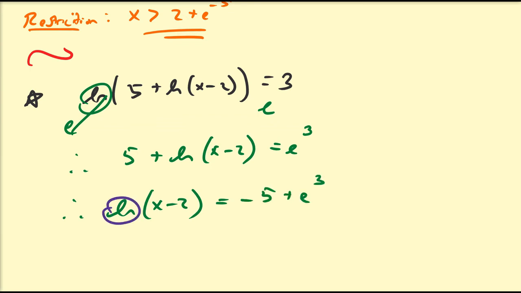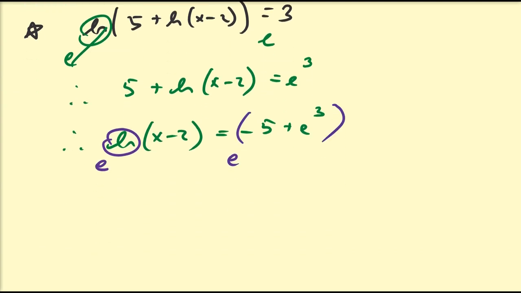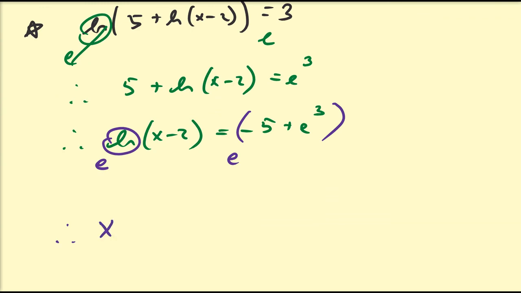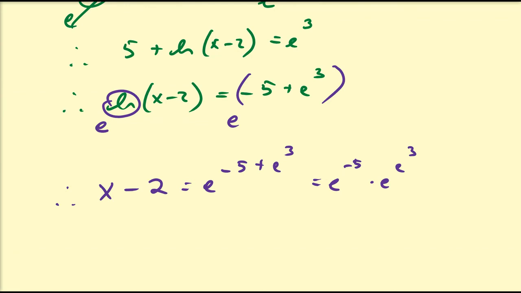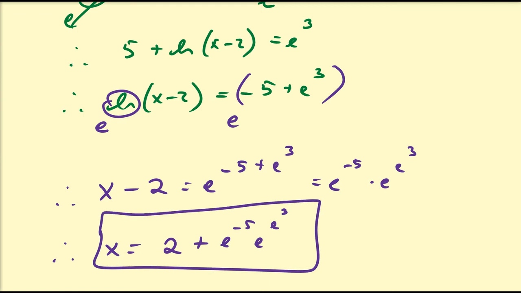Now I'm going to focus on getting rid of this natural log, so I'm going to exponentiate both sides by e. So that's going to give us what? It's going to give us x minus 2 is equal to e to the minus 5 plus e cubed, which is actually the same exact thing as writing e to the minus 5 times e to the e cubed. Right? So then I'm going to add 2 to both sides. So x must be equal to 2 plus e to the minus 5 times e to the e cubed. So this is our possible solution, right?